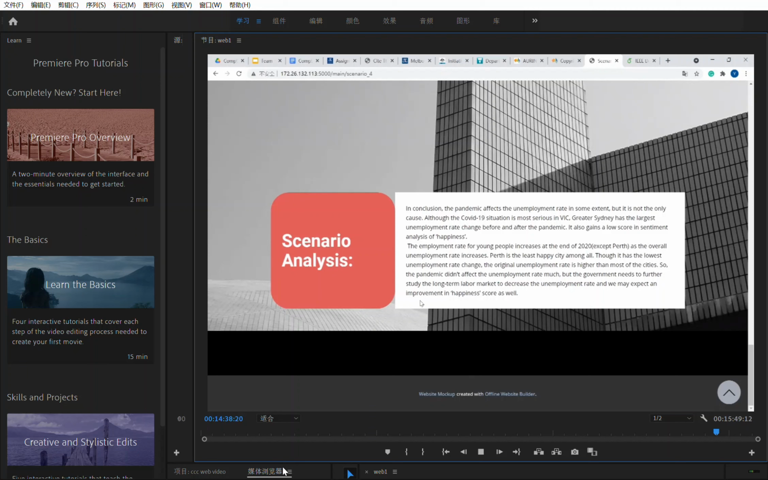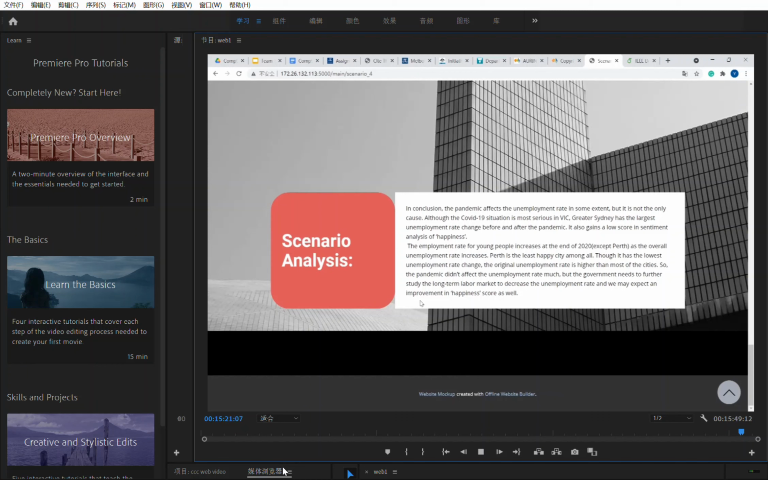Although the COVID-19 situation is more serious in Victoria State, Greater Sydney has the largest unemployment rate change before and after the pandemic. It also gained a low score in sentiment analysis of happiness. The employment rate for young people increased at the end of 2020, as the overall unemployment rate increased. Perth is the least happy city among all. Though it has the lowest unemployment rate change, the original unemployment rate is higher than most of the cities, so the pandemic didn't affect the unemployment rate much.